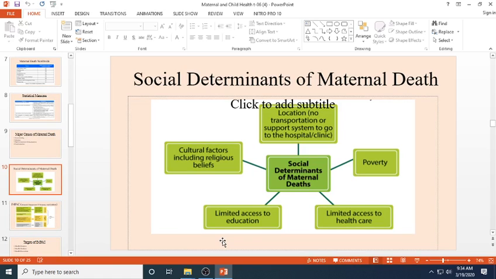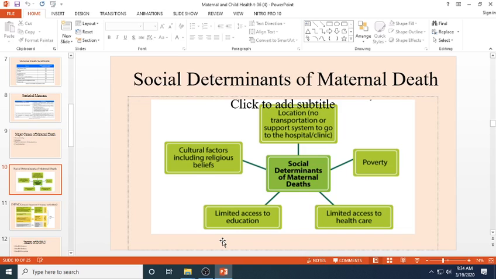Now we'll see what the social determinants of maternal deaths are, or the factors that exist in society which affect deaths among mothers. Poverty is the main reason. Limited access to health care, limited access to education, cultural factors including religious beliefs, and location are the other determinants.